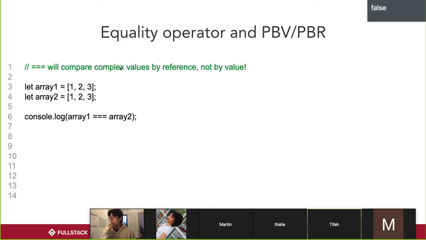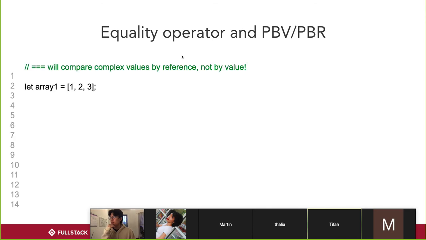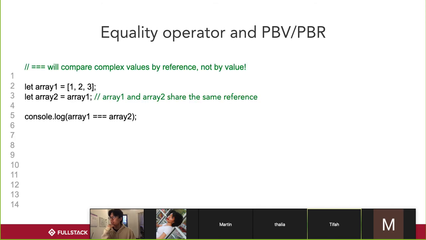They will compare complex values by reference. And reference meaning the address. And the addresses are different. Now, any guesses what this would log? True. Yes. Because now you've pointed them at the same place in memory, you've pointed them at the same reference, therefore they are the same, according to JavaScript's equality operator.